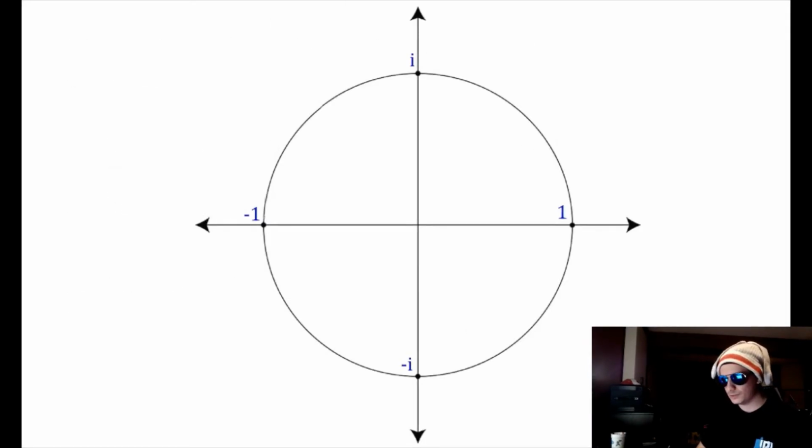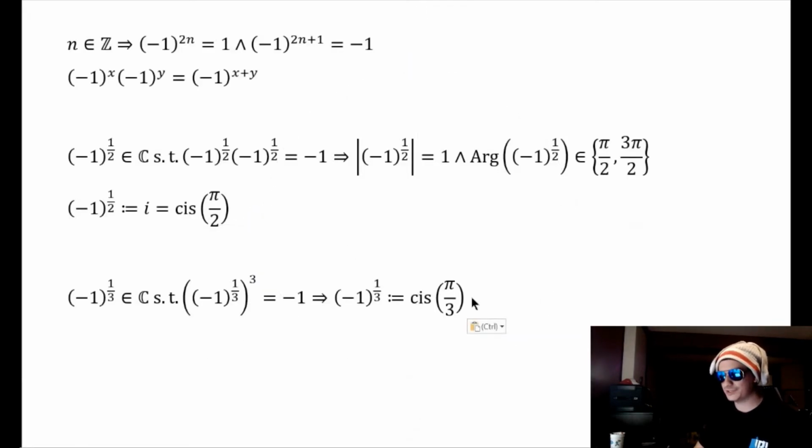Indeed, if we look at a unit circle here, then cis pi over 3 is here, roughly. Then if you do another third turn, here's cis 2 pi over 3. And here is cis 3 pi over 3, which is cis pi, which is -1. So if you multiply -1 to the 1 over 3 times -1 to the 1 over 3, you get -1 to the 2 over 3, then -1 to the 3 over 3, which is -1. So that definition we gave earlier is consistent.